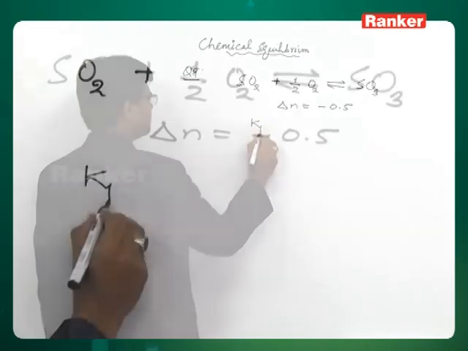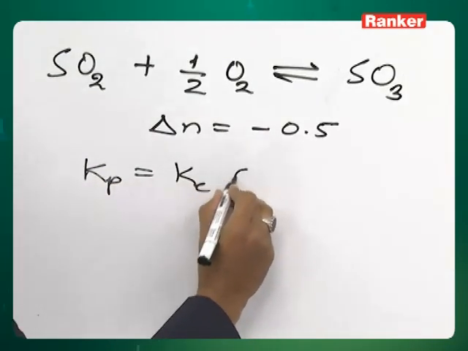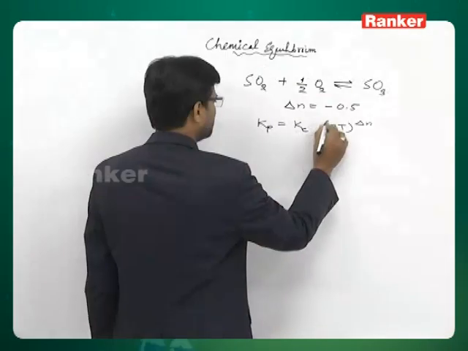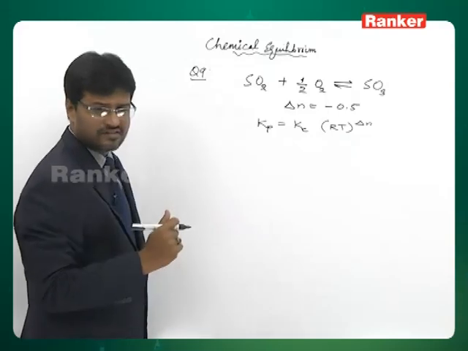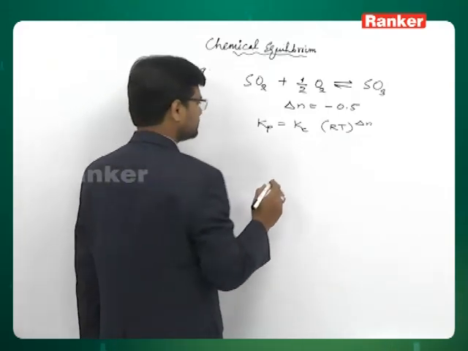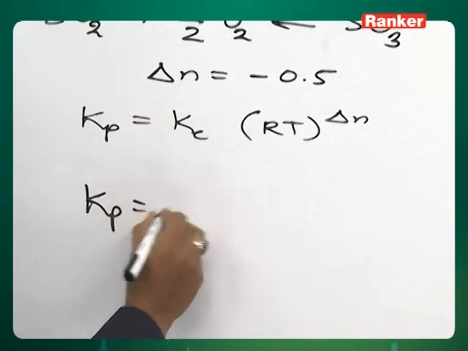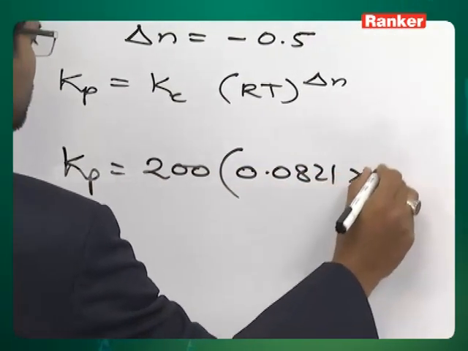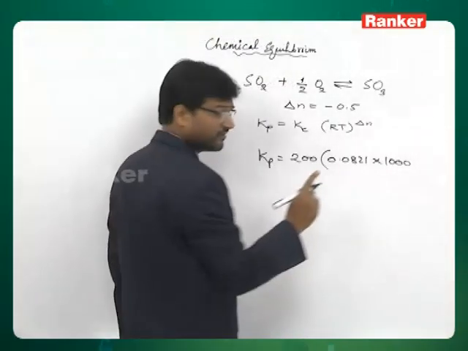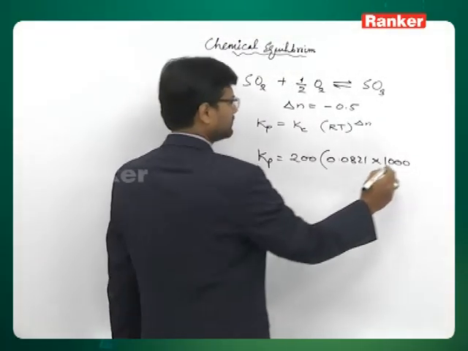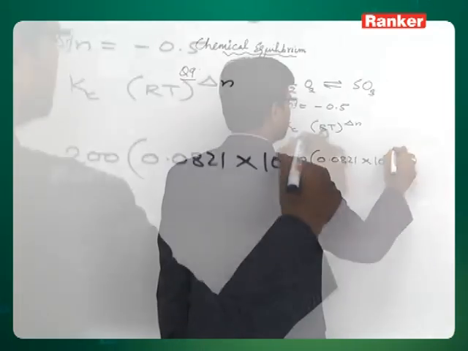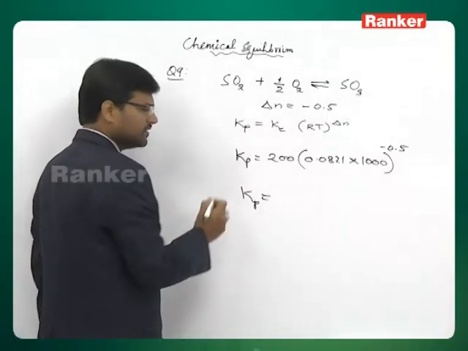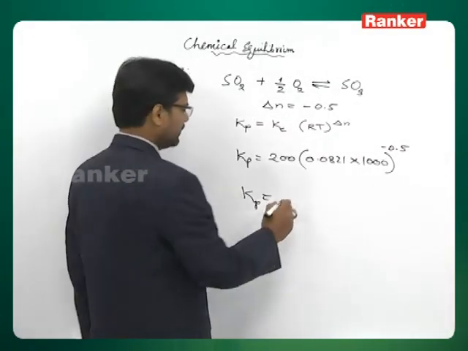We have this relationship Kp equals Kc into RT power delta n. This is the expression. Kc is given as 200. So, Kp equals 200 into 0.0821 into 1000, power minus 0.5. This is the temperature, because for 727 you need to add 273, that becomes 1000. If you simplify this, you get the Kp value as 21.9 approximately.